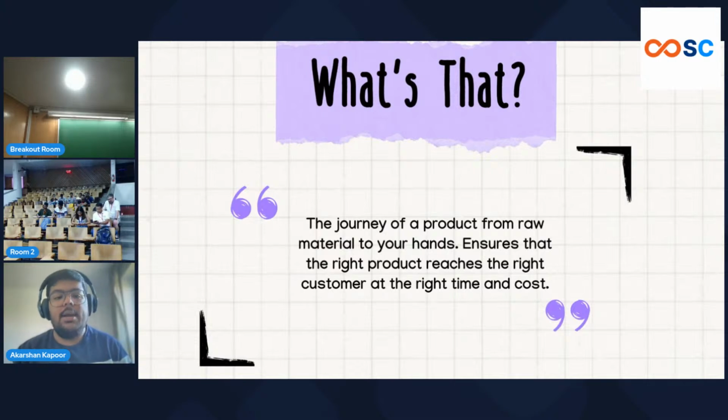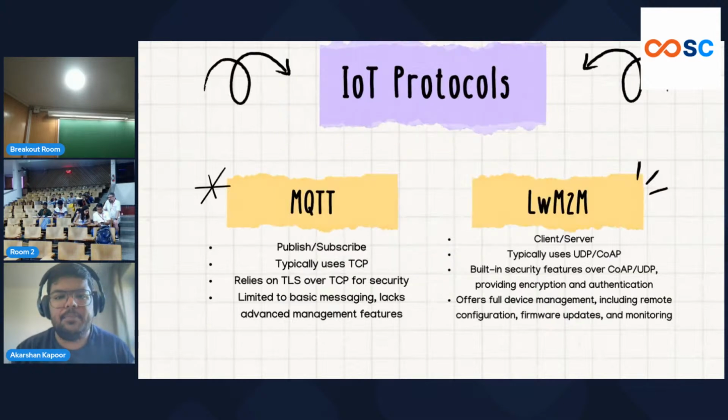Now, since we are focusing upon IoT, which is basically Internet of Things, let's have a look at some of the two most important protocols in the IoT world. Okay, so the two most important protocols that we have are MQTT and LWM2M. MQTT stands for Message Queuing Telemetry Transport.